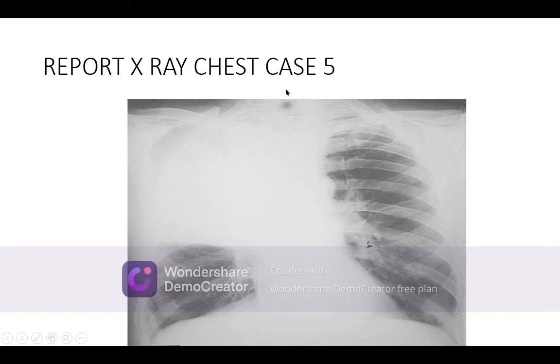The other point is the trachea, which is here. One aerogram is there, one is not there. It is in the line. It means that trachea was central.